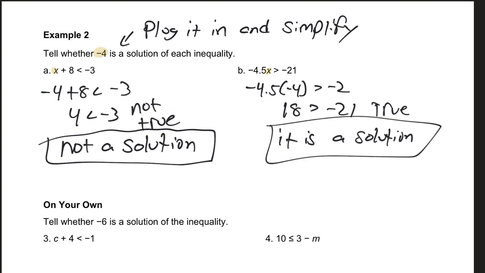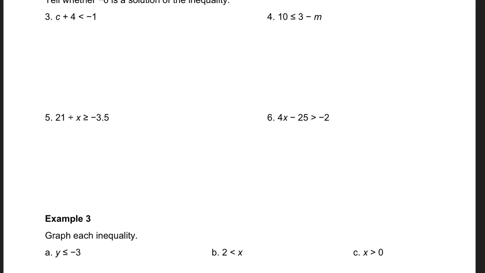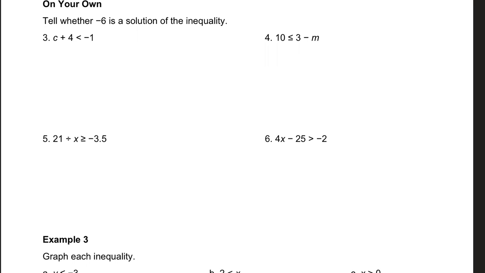So what I'm going to have you do next is the next couple on your own. We're going to do 3 through 6 on your own. Pause the video when you're done, unpause it, and I'll tell you if they're yeses or no's. So 3, 2, 1, go.